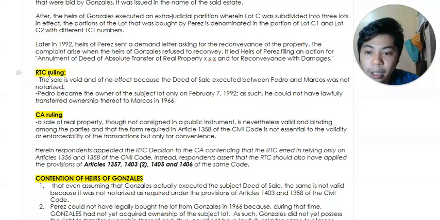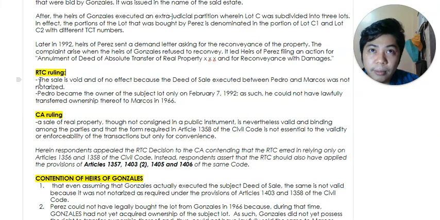Okay, so the Regional Trial Court's ruling. This is not a controlling decision, because this is just a lower court's decision. But you need to put it, okay? So here you've got, actually, it is one paragraph.